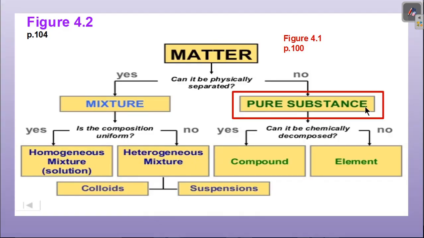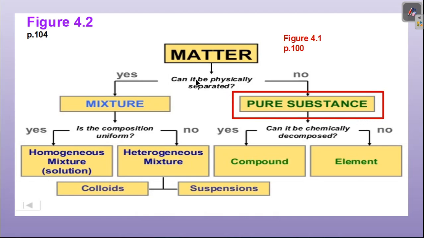Now, we just covered mixtures. So if you have questions about mixtures, talk to me about it. Now we're going to talk about, well, not just now. We covered pure substances in module 3. So this next section should be kind of a review for you. But we're going to concentrate a couple of slides on pure substances.